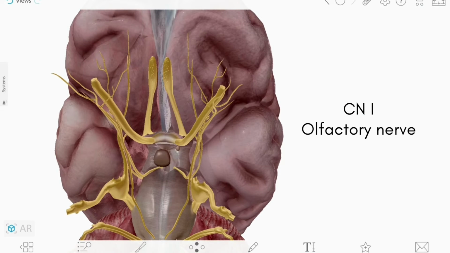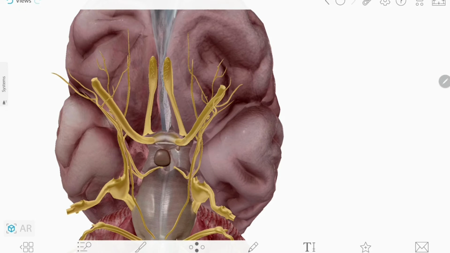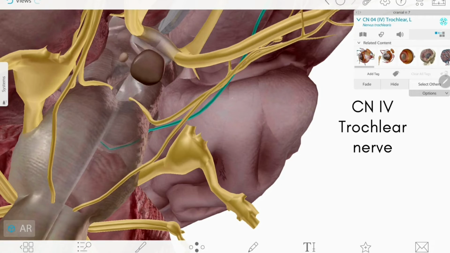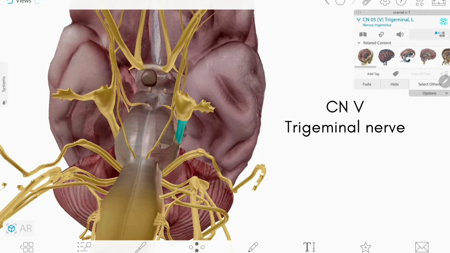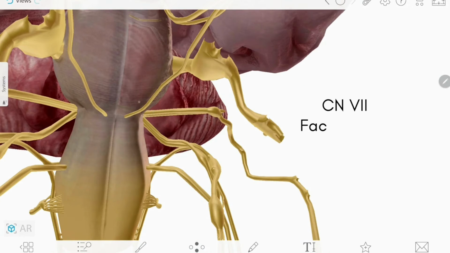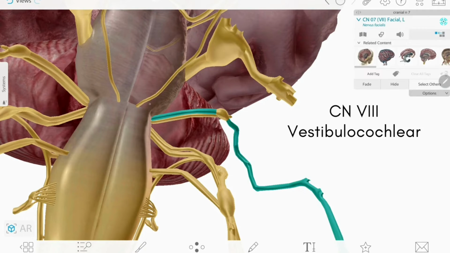Olfactory nerve is the first nerve. The optic nerve is the second nerve. Oculomotor nerve is the third nerve. Trochlear nerve is the fourth. The trigeminal nerve is the fifth. The abducens nerve is the sixth. The facial nerve is the seventh. The vestibulocochlear nerve is the eighth.